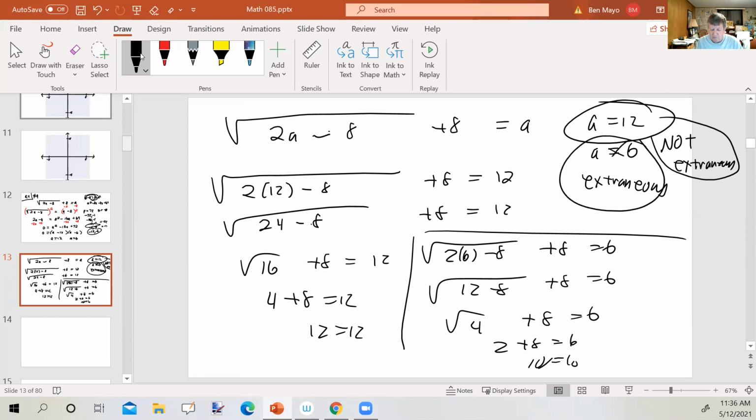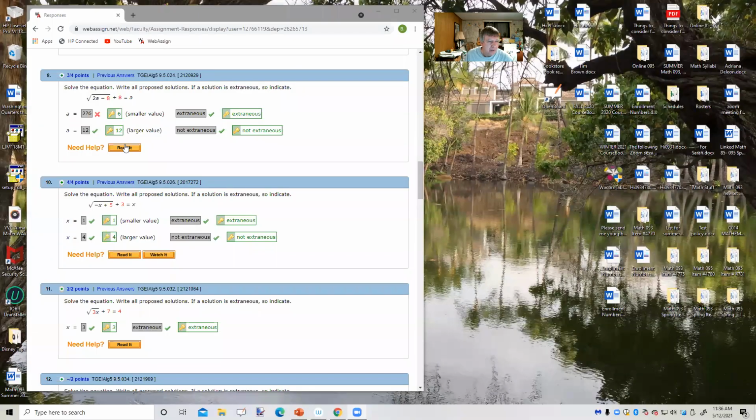Okay, so let's take a look at WebAssign and how they've got that written, just to maybe clarify some things. So first of all, it said smaller value, larger value. So the smaller value is 6, the larger value is 12. Since the 6 didn't work, it's extraneous. Since the 12 did work, it's not extraneous. Again, an extraneous solution is one that you come up with that doesn't work.